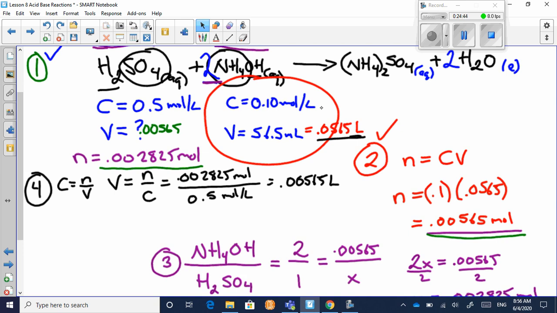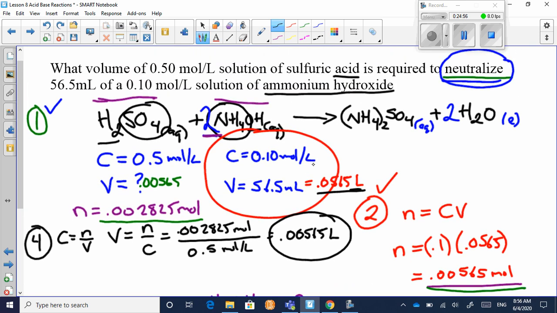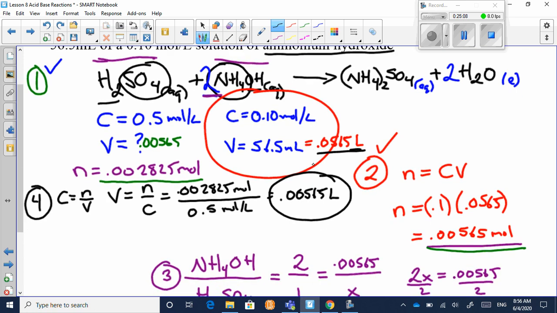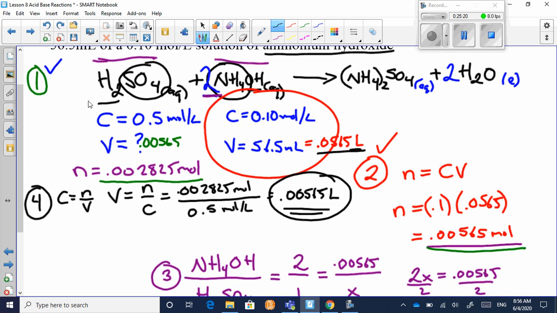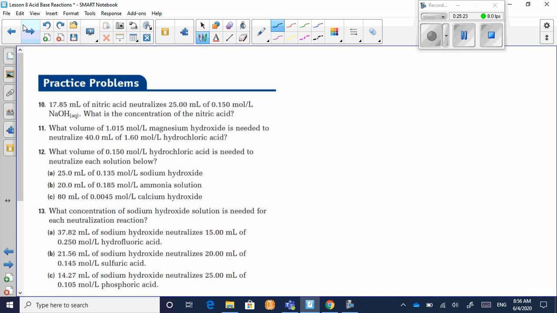Basically, you're just going to move through your steps of stoichiometry, and that's going to lead to this final answer, which is 0.00565 liters. So there it is. That's a typical question involving acids and bases. You use your steps of stoichiometry, you write your equation, you calculate the number of moles, you use your mole ratio in step 3, and then you convert back to get, in this case, your number of liters of the sulfuric acid.